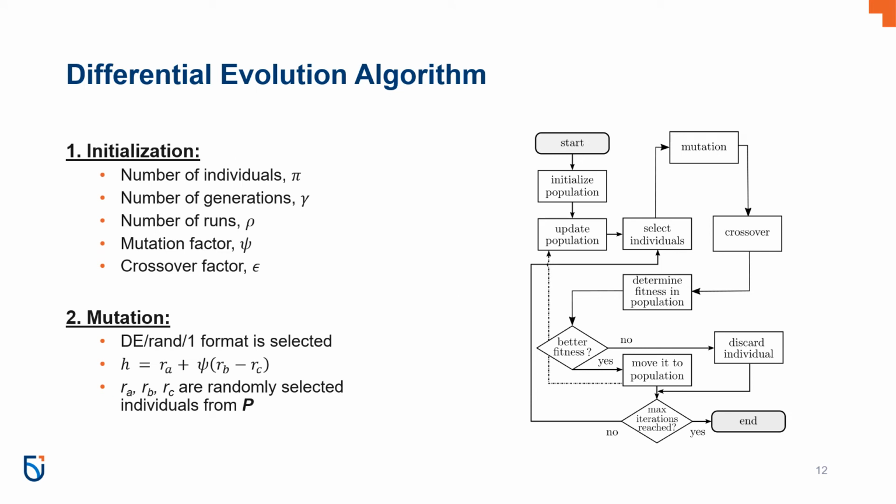For our paper, the initialized parameters include the number of individuals, generations, runs, the mutation, and the crossover factor. In the mutation step where a new mutant vector is formed, we are using the DE rand1 format. There are different mutation formats, and this is just the one we selected. And how it works is you will create a new mutation vector based off of 3 randomly selected individuals from the population, and it depends on a phi, which is the mutation factor that we have selected.